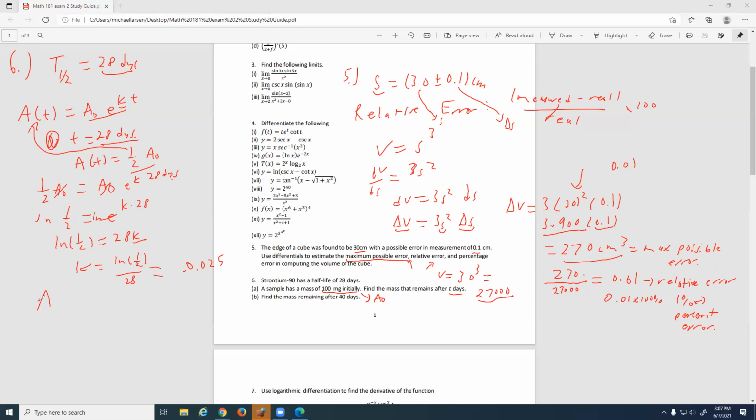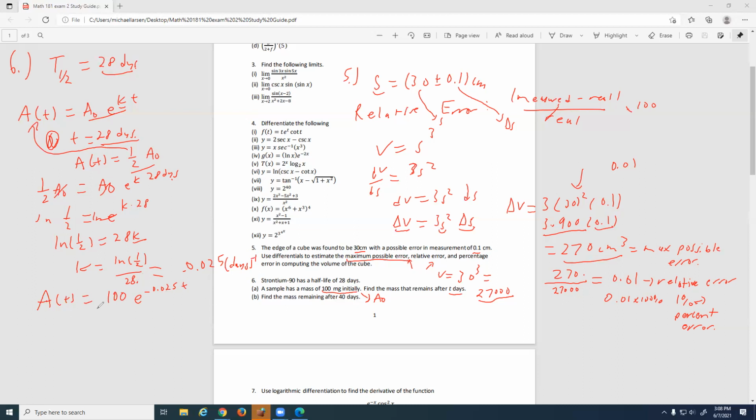So our A of t should be equal to A naught, which was 100 milligrams, times e to the minus 0.025 t. And then if you wanted to put units, this is technically 100 milligrams, and then the k is technically inverse days, so days to the -1, because this 28 is in days and it's in the denominator.